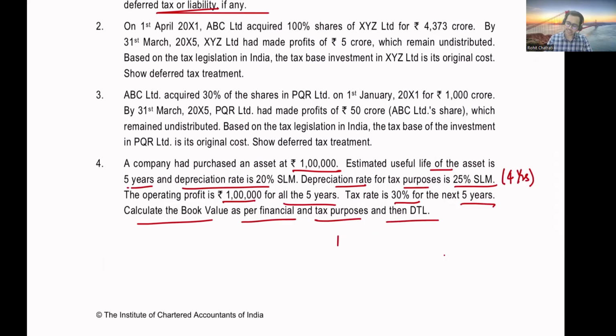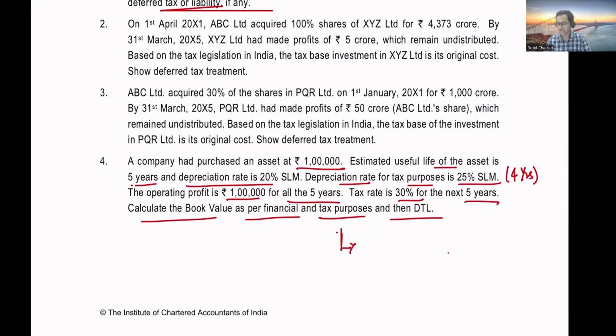So let's start. And remember, we are now not doing the calculation only for year one. We are going to do the calculation from year one to year five, for 5 years. We'll calculate and see how the DTA or DTL moves for every year from year one to year five.